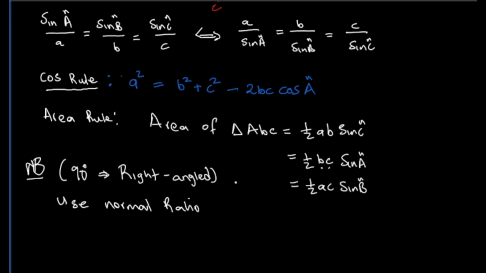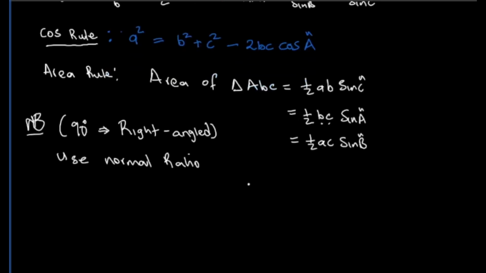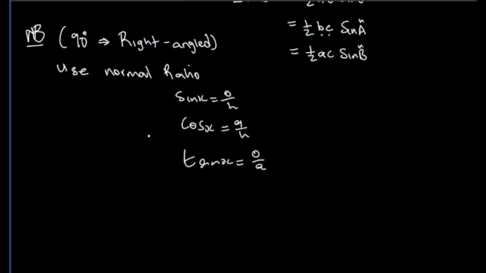And when we say the normal ratios, what are we referring to? We are referring to sine x equals opposite over hypotenuse, cos x equals adjacent over hypotenuse, and tan x equals what? O over A. You understand that? Right. This is the first thing that I need you to note.